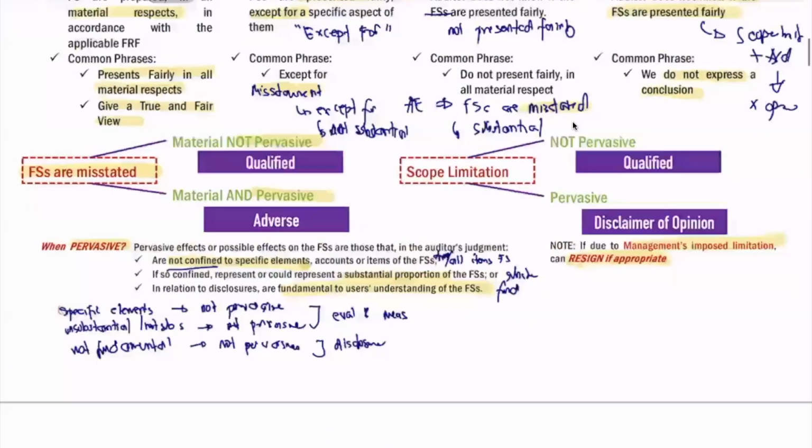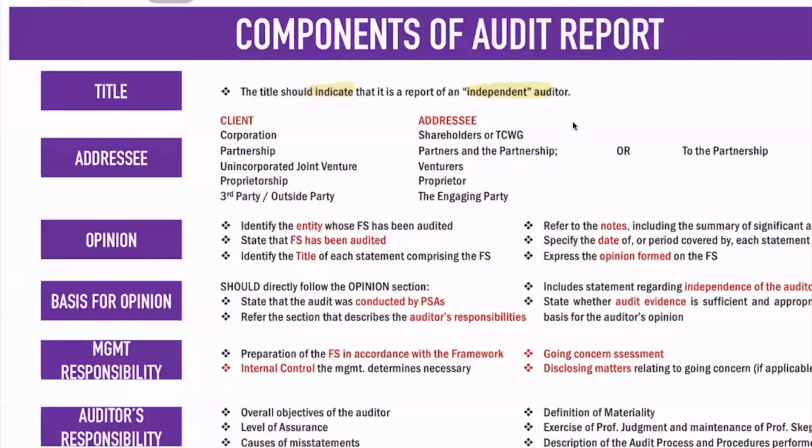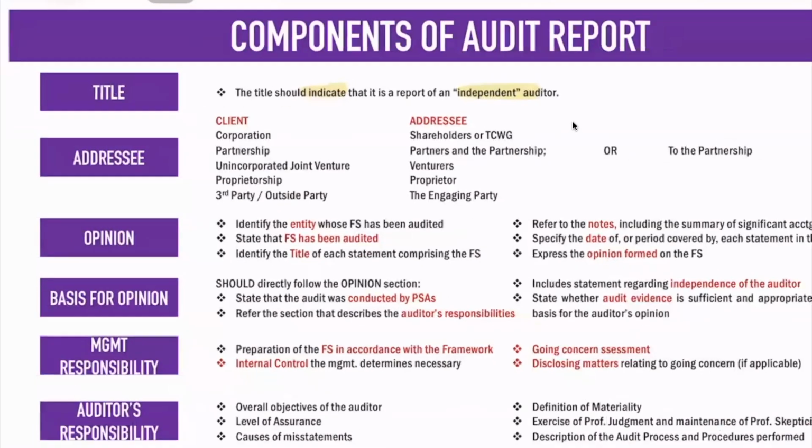Now, let's look into the components of your audit report. These are the main components, especially if ever it is unmodified. We start first with the title. So the title normally is known as Independent Audit Report. What is required under the PSAs is that you should indicate in the title that it is a report of an independent auditor. So there must be an independent audit report, or the term independent therein.